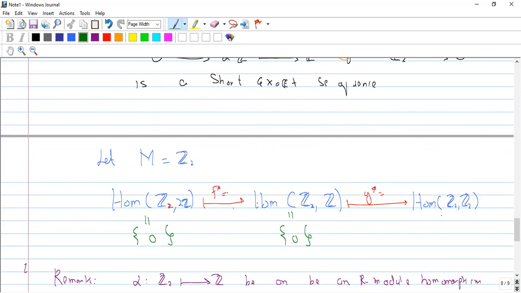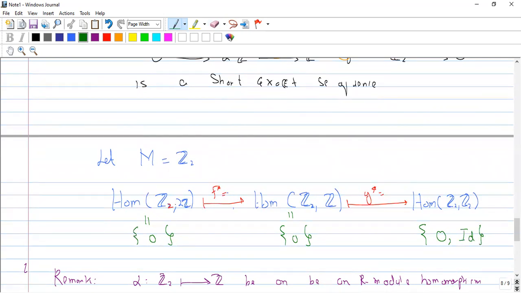And what you can say about Z2 to Z2, so it contains actually two maps, the zero map and the identity map. Identity map जो exist कर सकते हैं, तो it contains two elements, the zero map and the identity map.